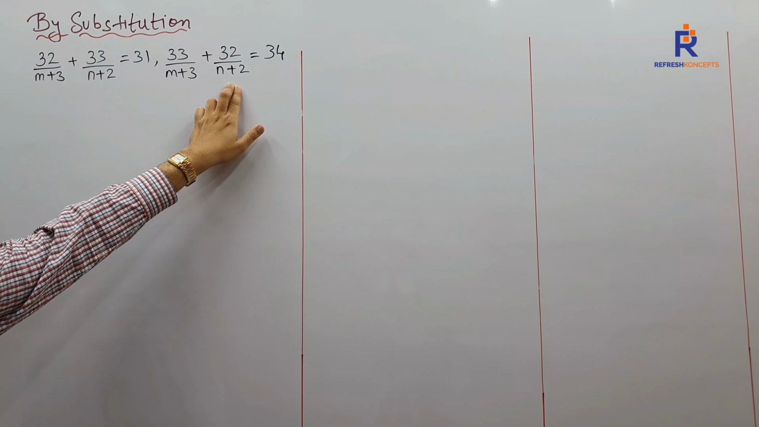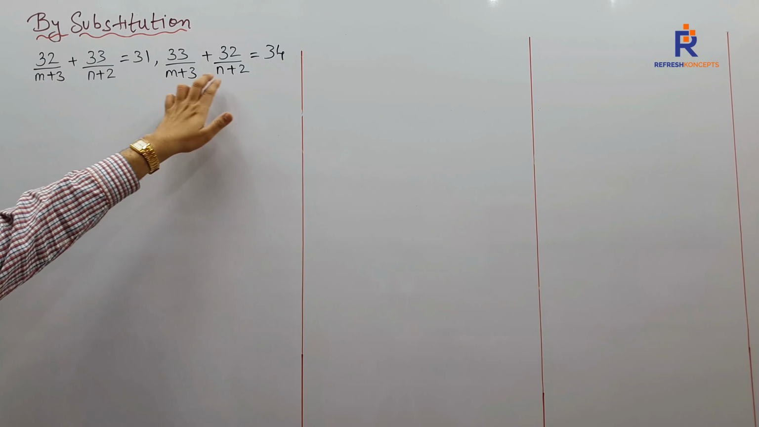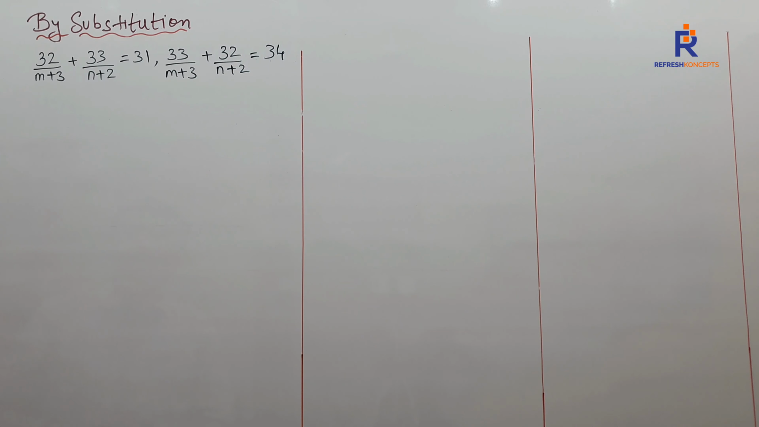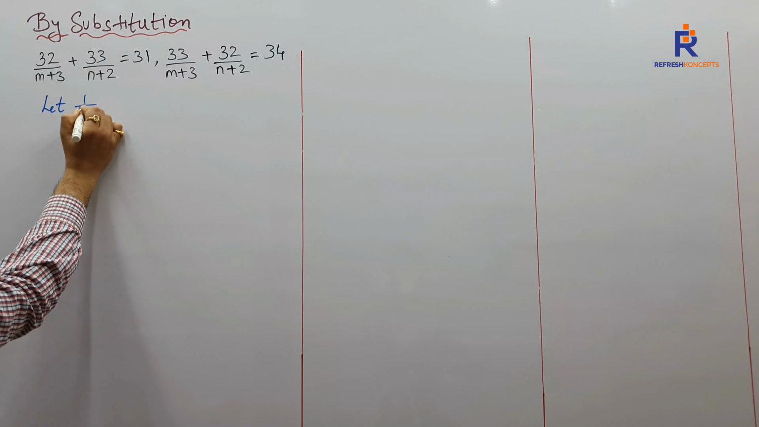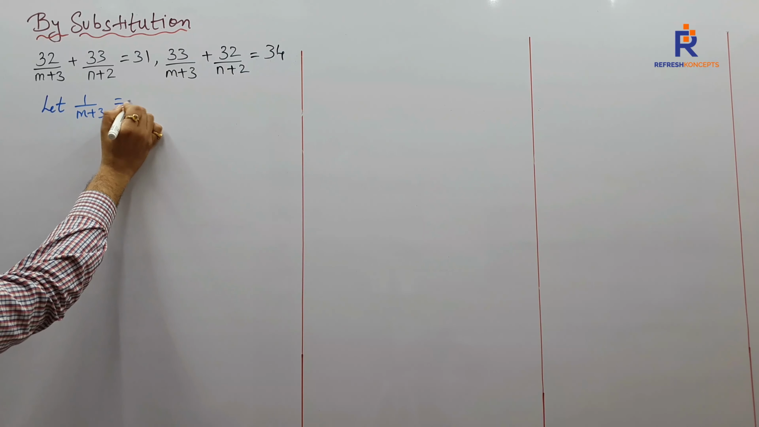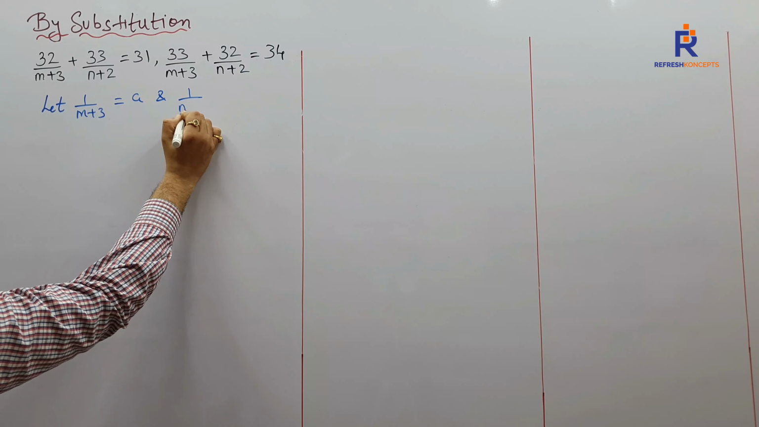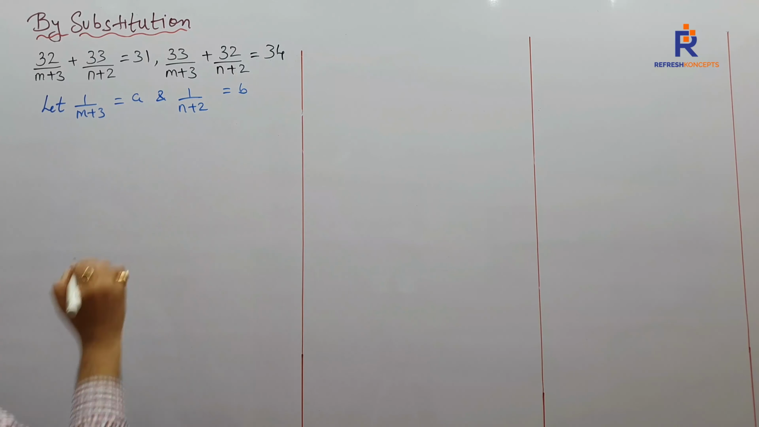I hope you understood what I'm trying to say. Monomial or binomial, it's substitution. Nothing more to say, we directly go with our sum. Let 1 upon m plus 3 be a and 1 upon n plus 2 be b.